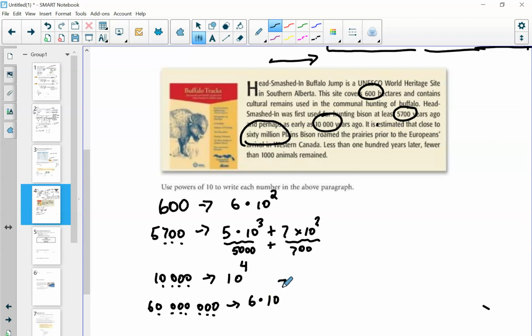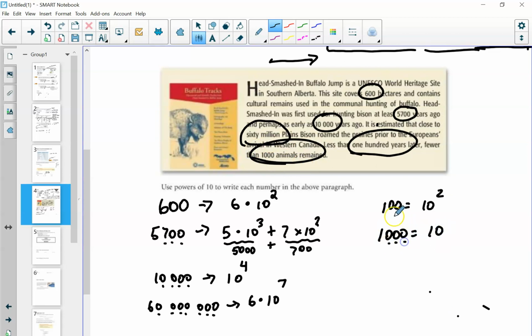All right? Less than 100 years later, there they are. They're doing words again here. 100 is just 10 to the power of 2. We know that 100 is 10 squared. We know that. And now fewer than 1,000 animals remain. 1,000's easy as well. Okay, 1, 2, 3 zeros. I'll put those 2 there to show that.